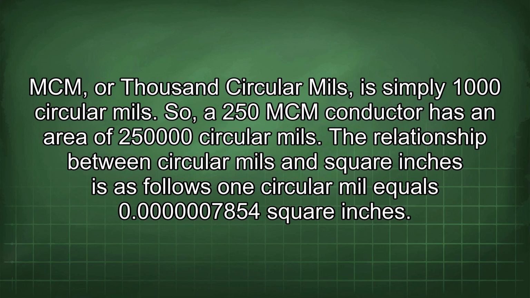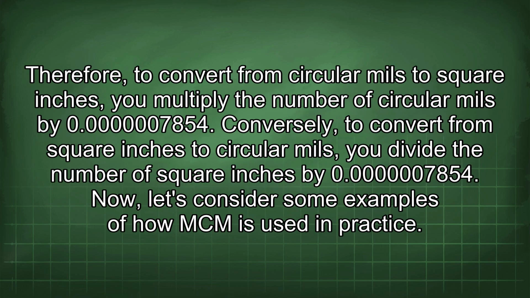The relationship between circular mils and square inches is as follows: 1 circular mil equals 0.7854 square inches. Therefore, to convert from circular mils to square inches, you multiply the number of circular mils by 0.7854. Conversely, to convert from square inches to circular mils, you divide the number of square inches by 0.7854. Now, let's consider some examples of how MCM is used in practice.